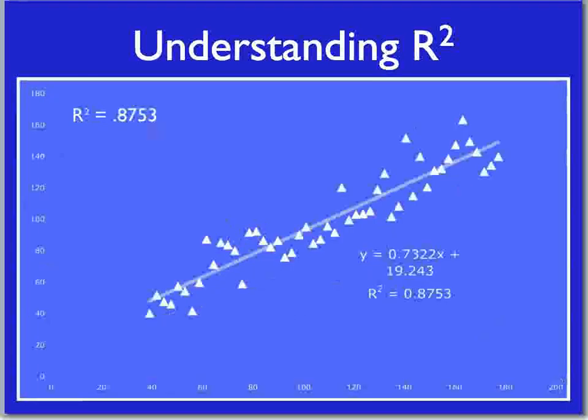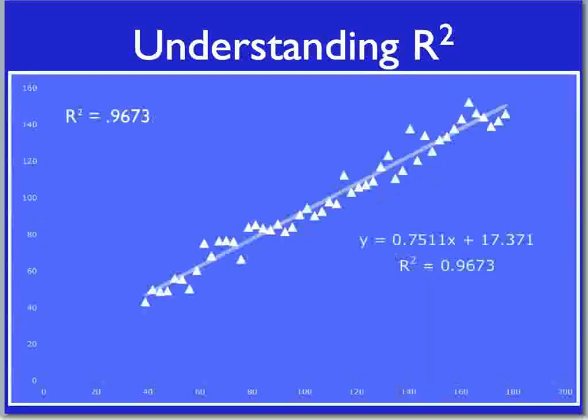Here, on the other hand, is another regression in which the line comes a lot closer to the data points. In this case, it's 0.73x plus 19.2, and here the r-squared is 0.873. So you see r-squared is high when the points are close to the line, and it's low when they're far away. Here's a really high r-squared, 0.97, and you can see that the points are almost on top of the line.